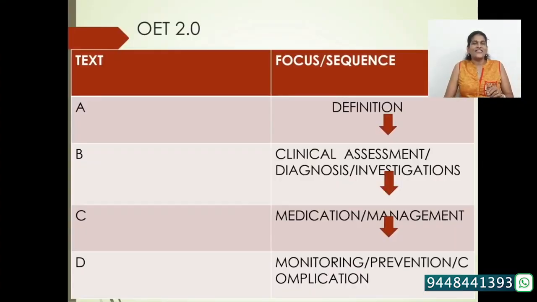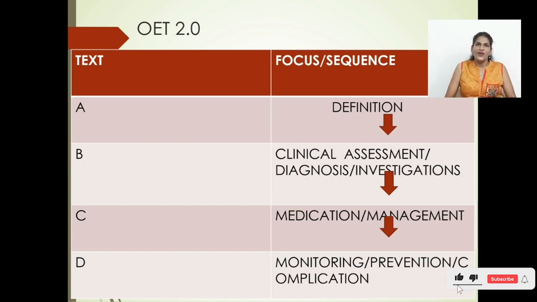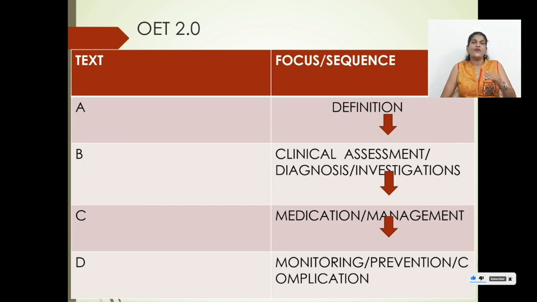To begin with, the first source is a text I have taken. I forgot to tell you one thing. What you have to do is follow a sequence. Whenever you do part A, remember to follow the sequence. That means you need to follow definition, clinical assessment, diagnosis and investigations, medications or management, and also monitoring, prevention and complications. My dear friends, remember, any text that does not involve this kind of information is not an authentic source.